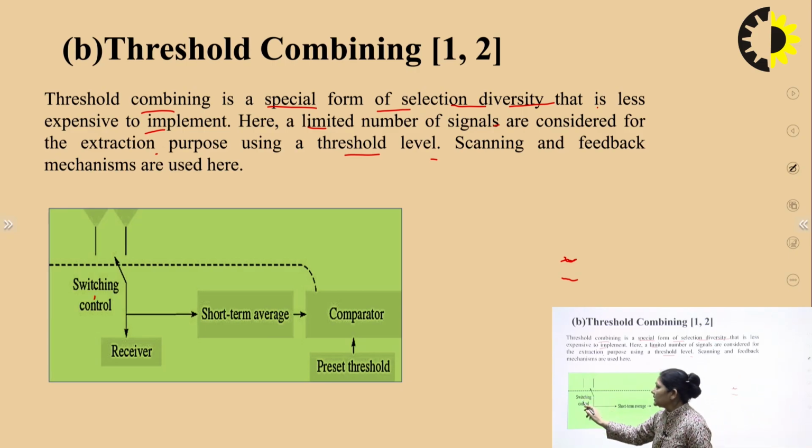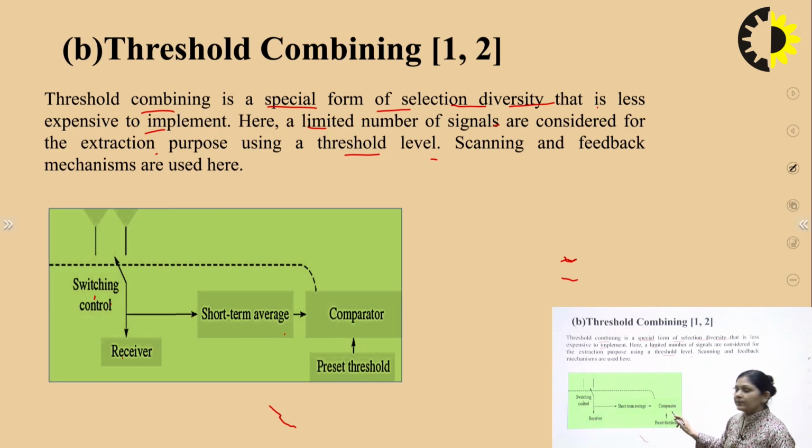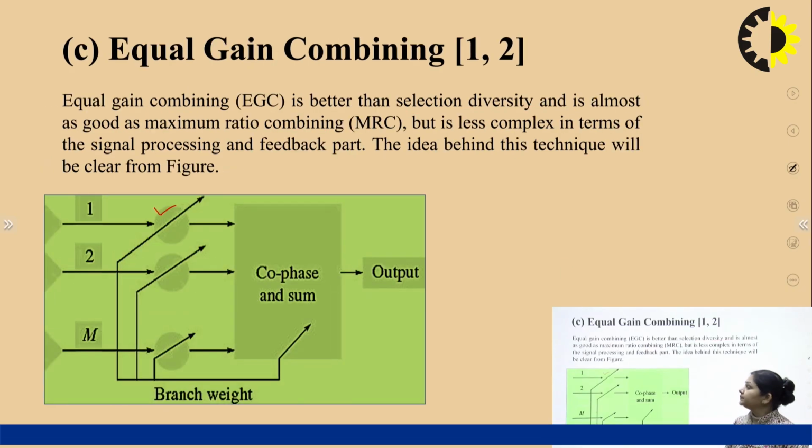So, you can see there is a switching control at the receiver end, a short-term average, and a comparator. In electronics we use comparators to compare two values. Two voltage ranges can be compared, two signals can be compared. Here we are receiving multiple signals. The short-term average of the signals is taken, and then a preset threshold is given to the comparator. Out of these signals, the signal that is above the threshold will be considered. So this is called the threshold combining technique.